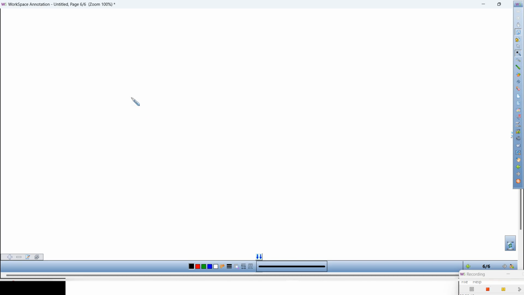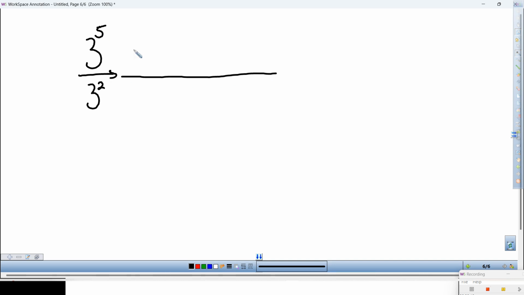So in Algebra 1, your teachers, of course, taught you rules of exponents. Me, I like to present it like this. 3 to the 5th over 3 to the 2nd. Now, if you agree, 3 to the 5th is 3 times 3 times 3 times 3 times 3. Is that correct? 3 to the 2nd is 3 times 3.